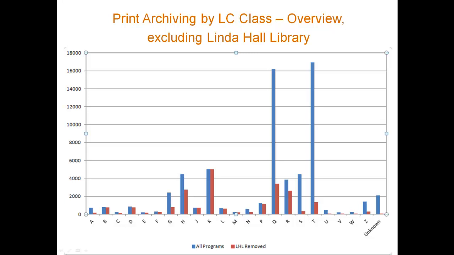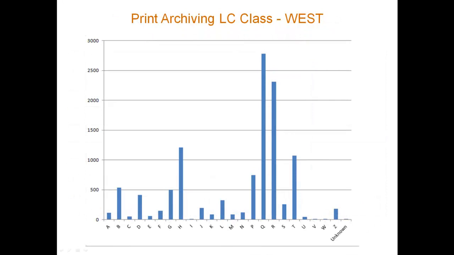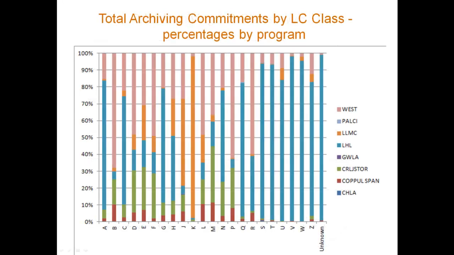And in the next slide, I did the same sort of LC distribution for WEST. They're certainly the largest and maybe the most mature of the print archiving programs, and I thought it would be valuable to share with you their distribution of archiving. But I think this kind of information is important for each of the programs. We'll get to that. The next slide takes a little while. It's a little shocking to look at, but I think it is extremely helpful.